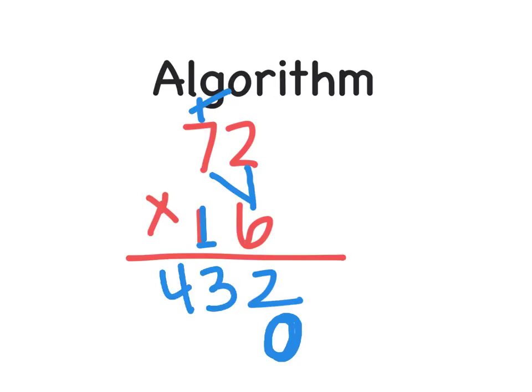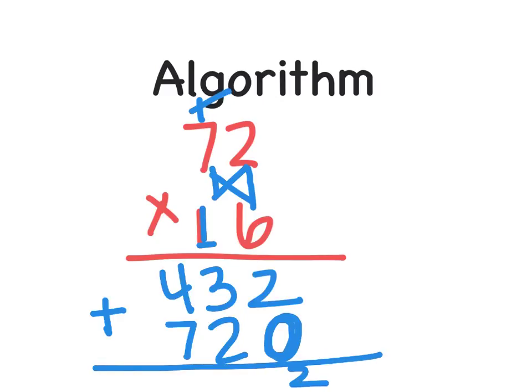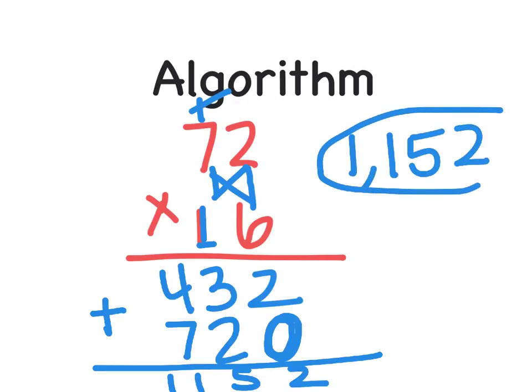Now I'll multiply my 1 by this 2, so 1 times 2 is 2, and I'll multiply 1 by 7. 1 times 7 is 7. And I'll add up my numbers, 2, 5, and 11, to get my final answer of 1,152.